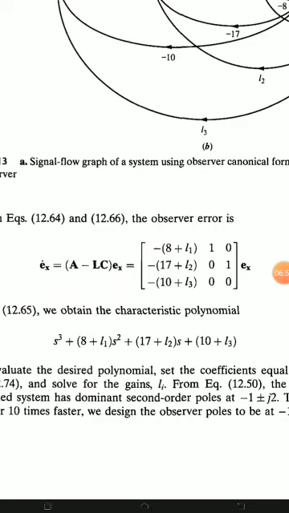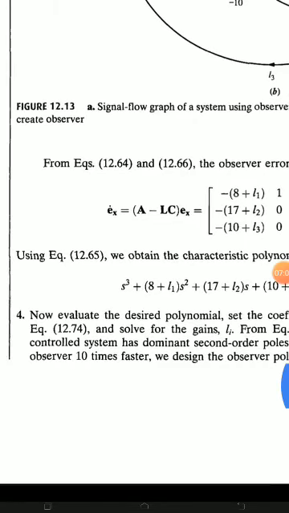So after determining the determinant of sI minus A minus LC, you will get s cubed plus (8 plus L1) s squared plus (17 plus L2) s plus (10 plus L3). This is the actual characteristic equation. Now the next step is to calculate the desired characteristic equation.